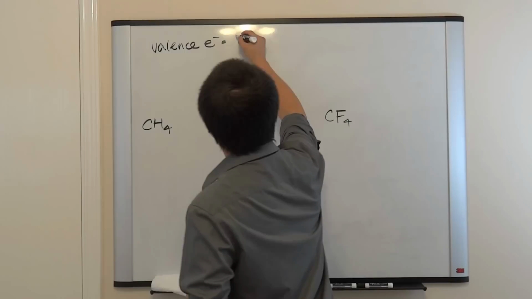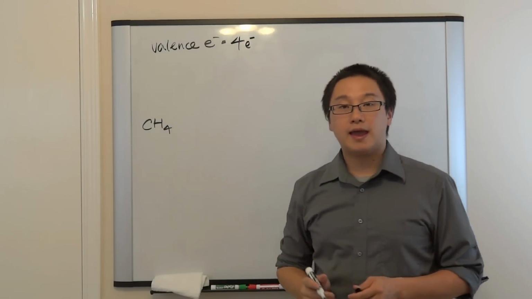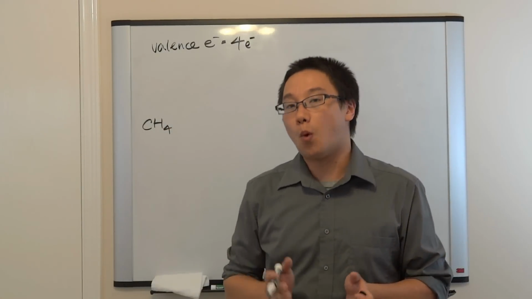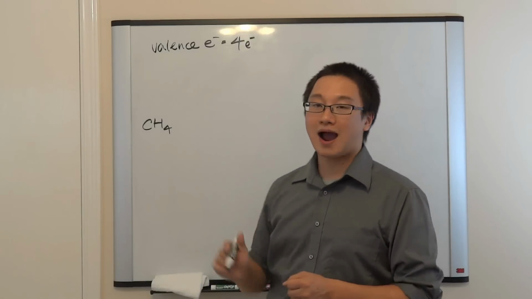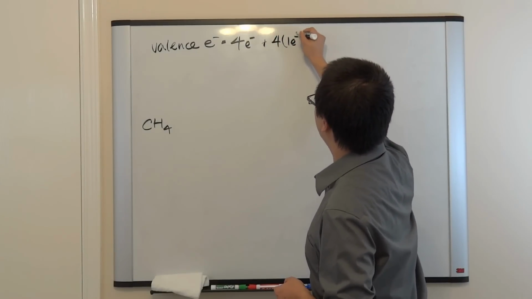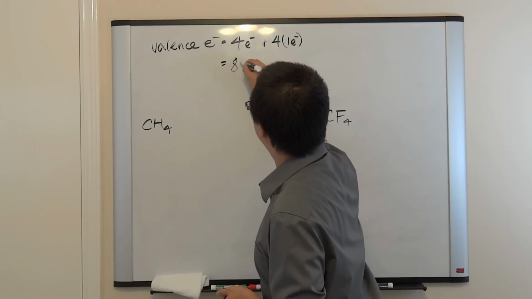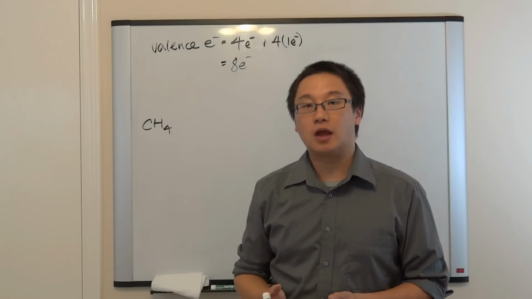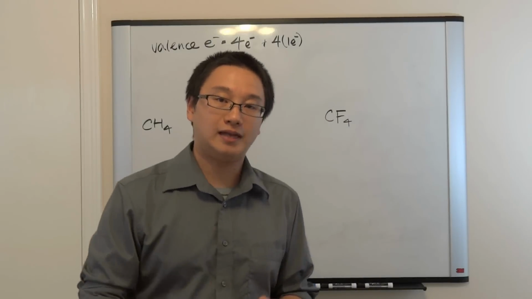So we have 4 electrons from carbon. And we have hydrogen right here. Hydrogen is in group 1, so it has 1 valence electron. We have 4 hydrogens in total, so we have 4 times 1 valence electrons. If you do the math, the total number of valence electrons in this molecule is 8. So now we have 8 valence electrons, and we're going to draw the Lewis dot structure with 8 electrons.